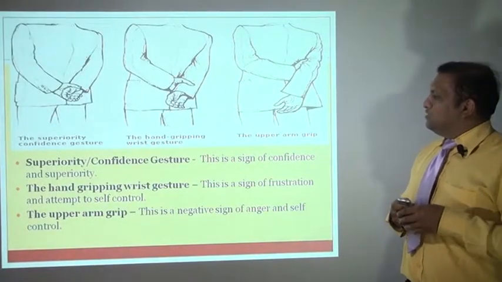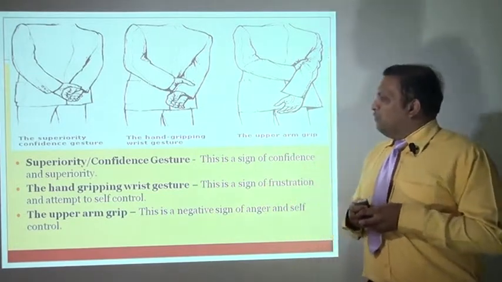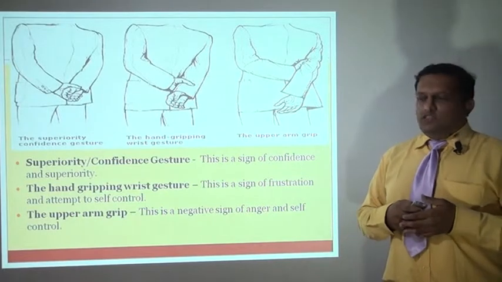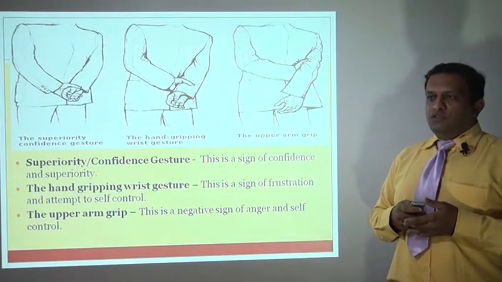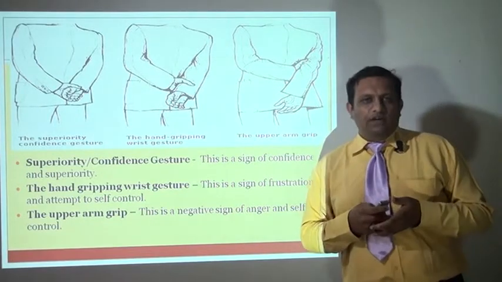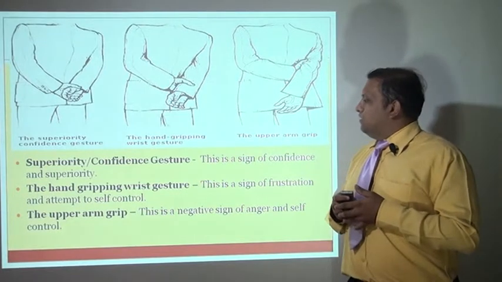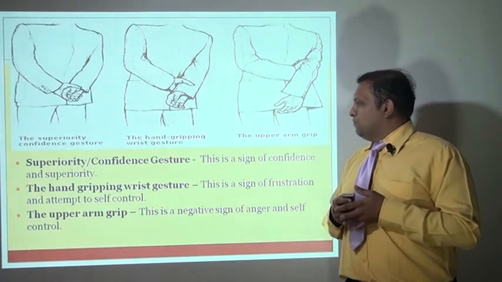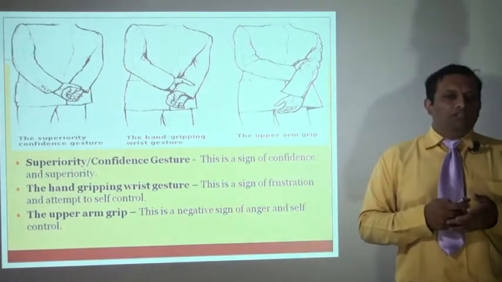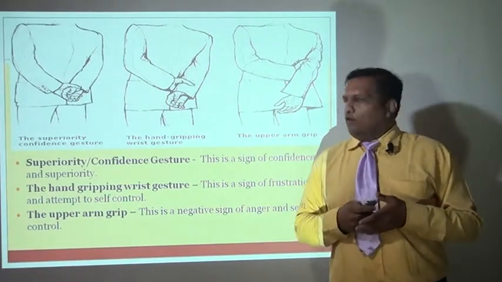Another gesture is when we observe people putting both the hands joined together. First one, as you can see, is the superiority gesture. This gesture conveys that a person has immense confidence in himself and has a degree of superiority and bossism over the others. The second one is the hand gripping wrist gesture, wherein a person is trying to control his emotions forcibly rather than trying to convey his emotions in a straightforward manner.